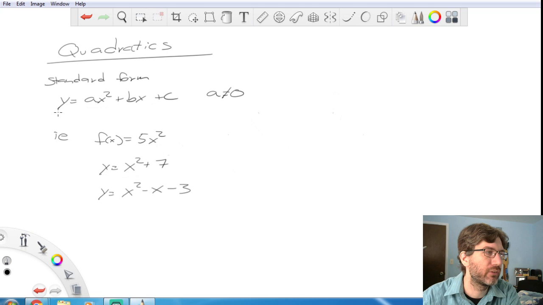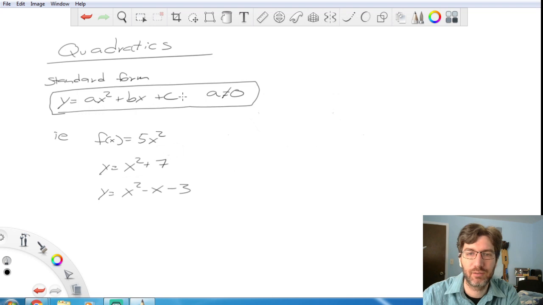All of these are different forms of quadratics. You've seen them mostly in this form here. This here is your standard form. You probably have that memorized. Again, y and f of x are the same thing, so don't get that confused. But that's what they look like when it comes to a function.